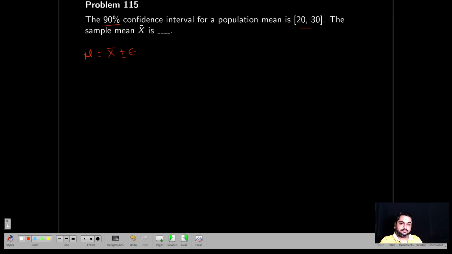So they are saying this is already given, 20 and 30. So this is nothing but x bar plus error is equal to 30 on the higher side, x bar minus error is 20. So 2 x bar is equal to 50. So x bar is equal to 25.